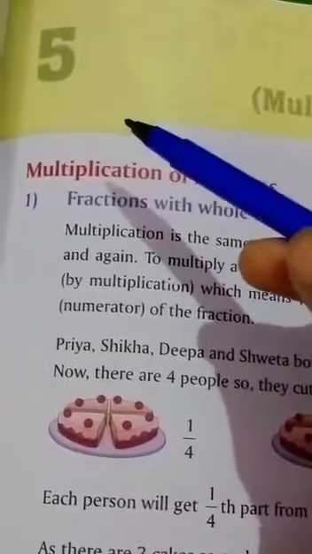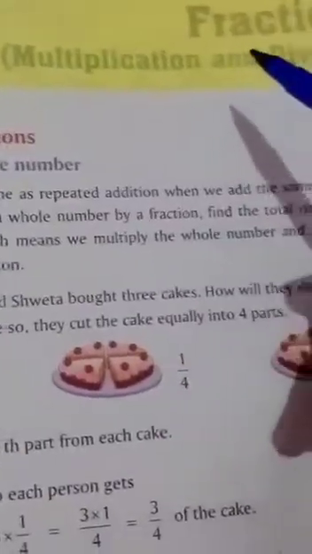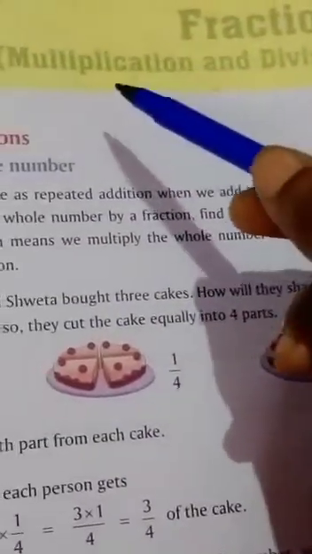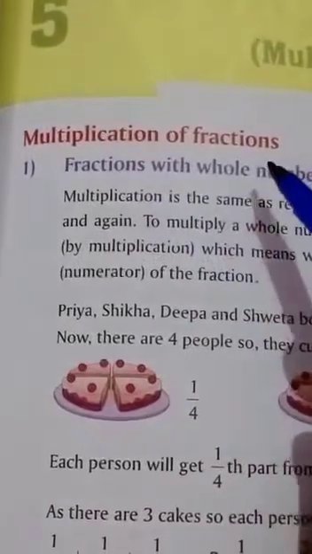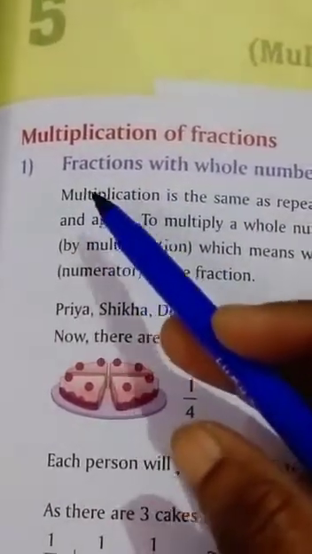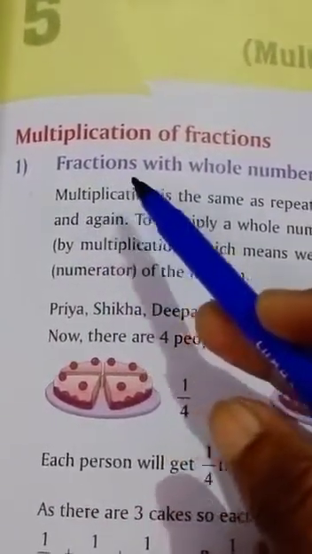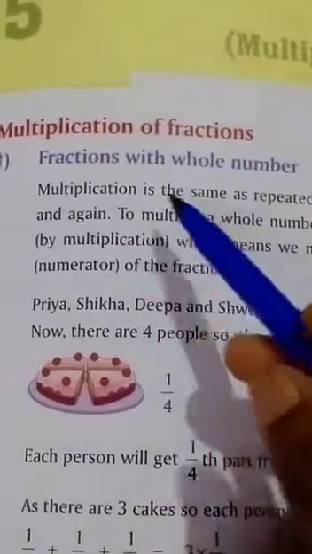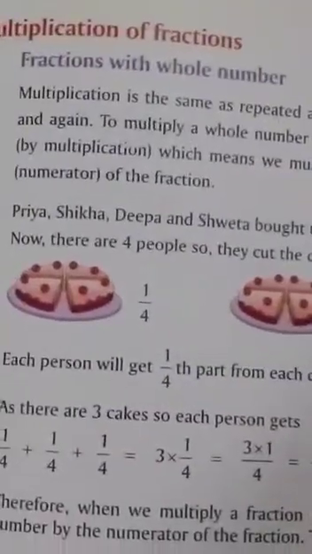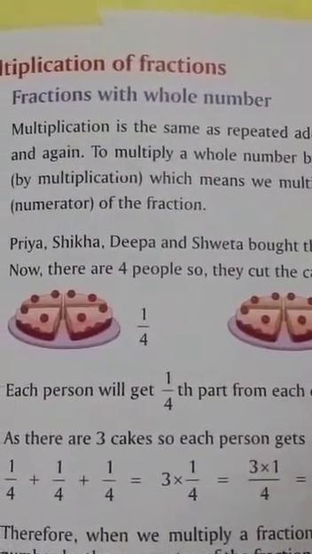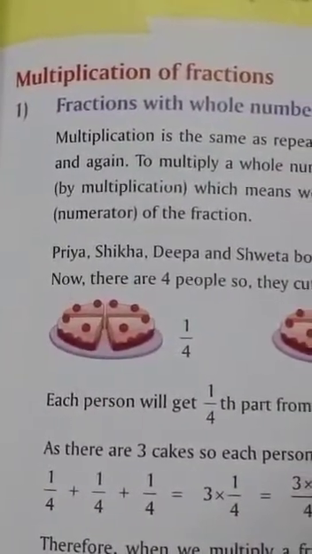New chapter, Chapter 5: Fractions, its multiplication and division. Let us see the multiplication of fractions. First, multiplication of a fraction with whole numbers. Okay, so how do we have to do it? I am going to take a question so that you can understand easily.